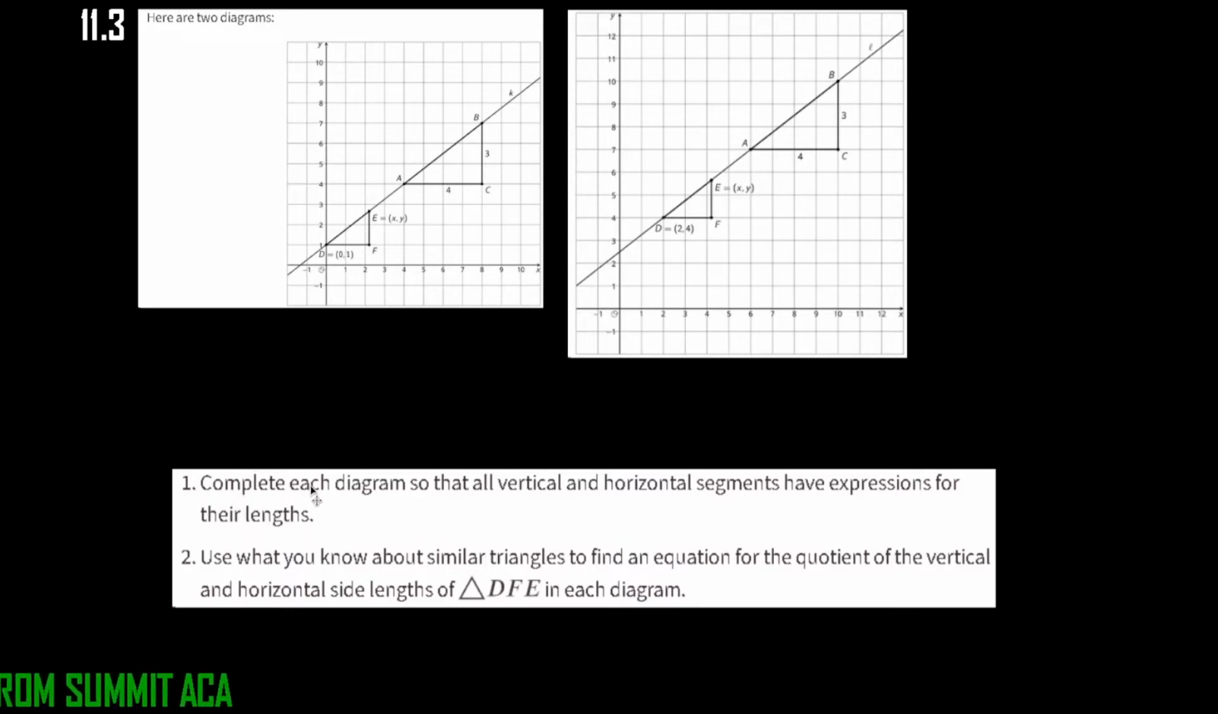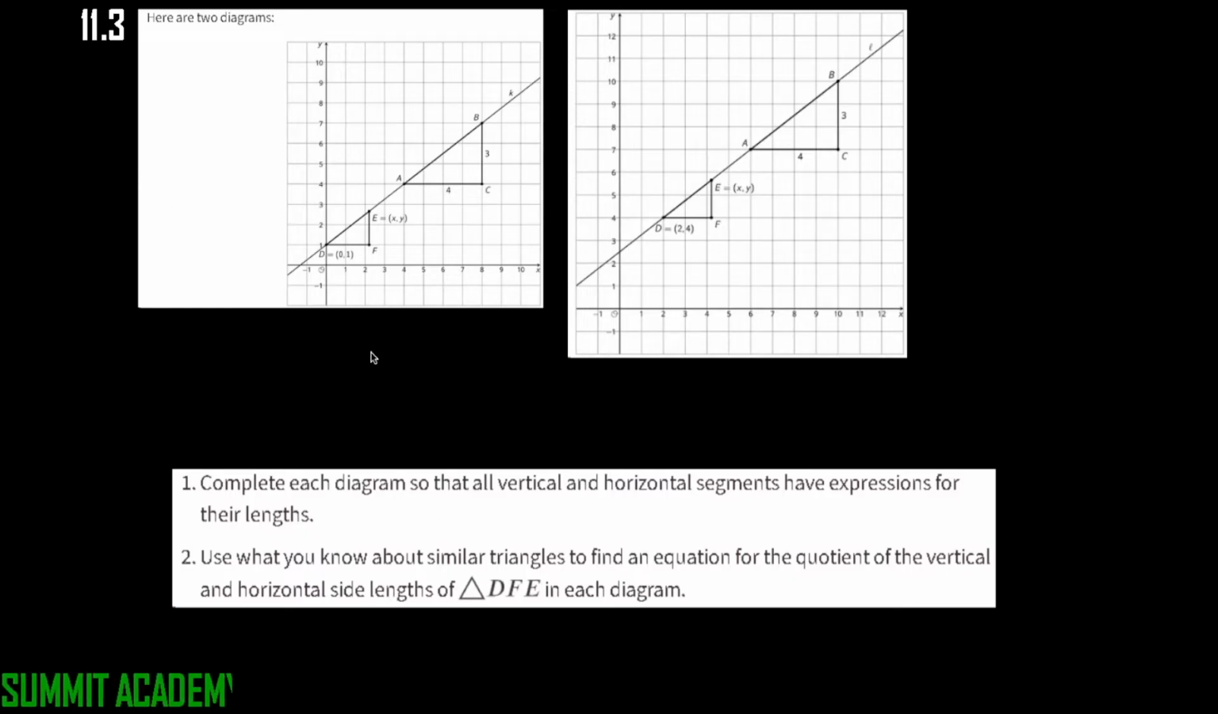For number 1, it says complete each diagram so that all vertical and horizontal segments have expressions for their lengths. For number 2, it says use what you know about similar triangles to find an equation for the quotient of the vertical and horizontal side lengths of triangle DFE in each diagram. So make sure you're talking about, again, when it says expressions, that kind of looks like you have to have an X and a Y.